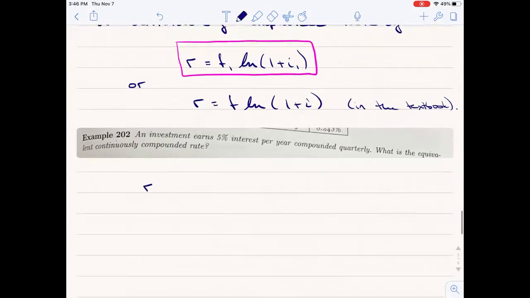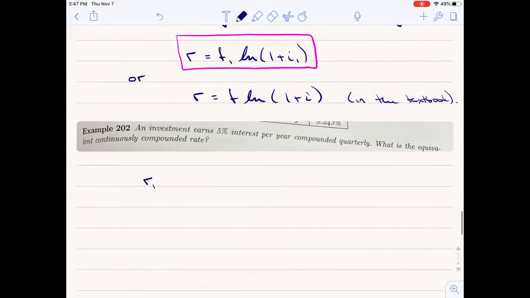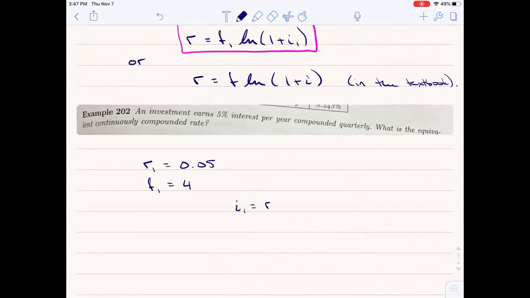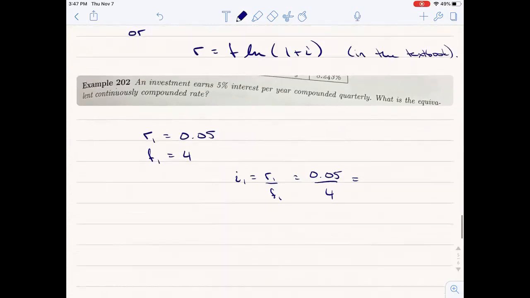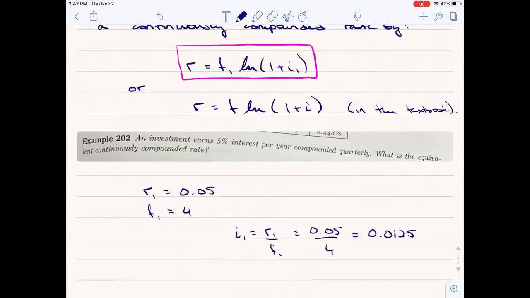We've got R1 is 0.05. F1 is 4. And so I1 is R1 over F1, which is 0.05 over 4, which is 0.0125. Okay, so now we've got I1, we know F1, and so now we've got all the components that we need to figure out what R is, and R is going to be continuously compounding.